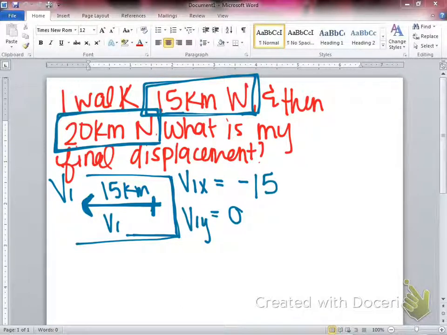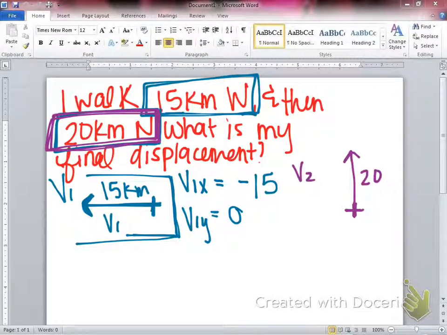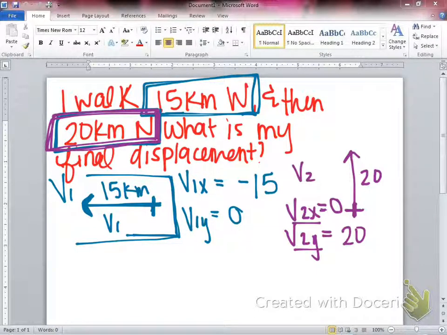Okay, very good. So let's look at v sub 2 now. What does our second vector look like? Going straight up. And what's the value of it? 20 kilometers. We're dealing with this 20 kilometers north vector. If I look at v sub 2x and v sub 2y, I want to find the components of this vector. Is it moving horizontally at all? No, so v sub 2x is 0. And v sub 2y is positive 20. Do we understand why it's labeled like this, v sub 2x and v sub 2y? We're dealing with our second vector, and we want to find its components.